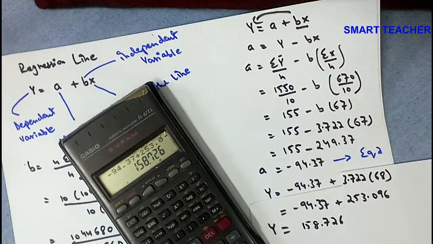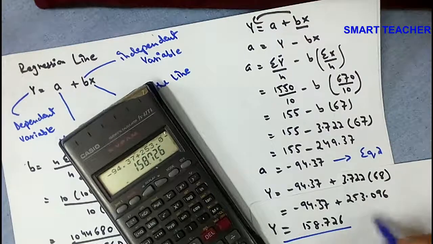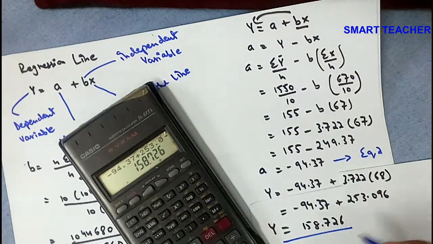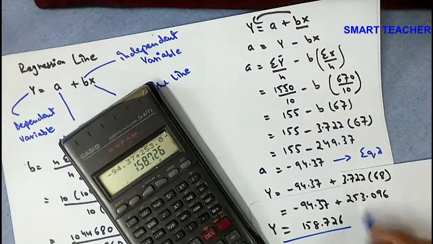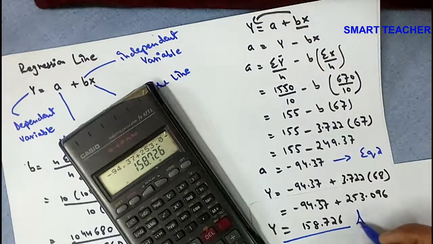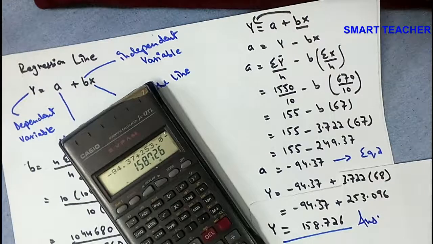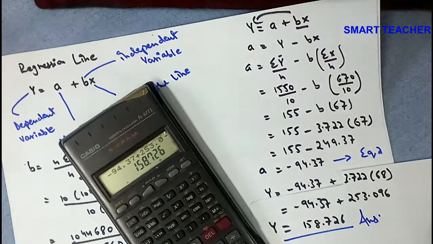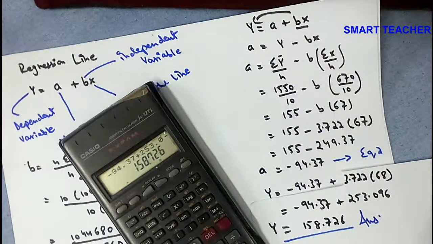This is the regression line. This is the weight of the student whose height is 68 inches. So I hope doing this question will help you more in your exams. Next time I'll teach you how to solve standard deviation or variation, and also the coefficient of correlation.